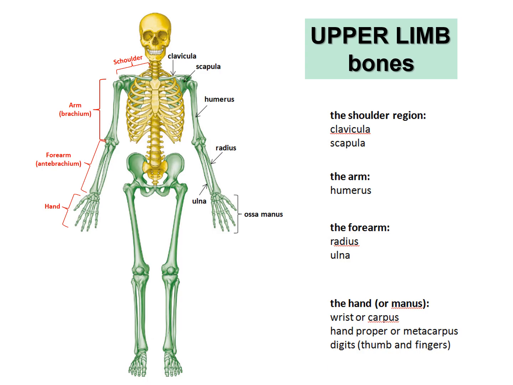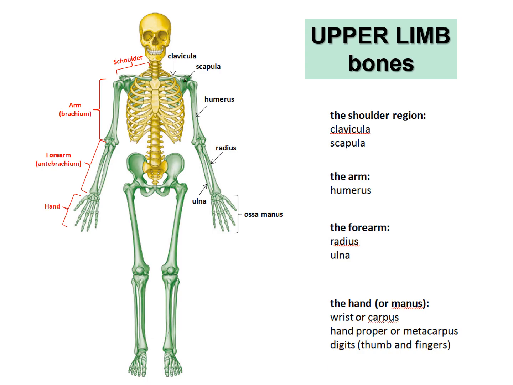The arm is the part of the upper limb between the shoulder and elbow or cubitus. The bone of the arm is the humerus, which articulates with the scapula at the shoulder joint and the upper ends of the radius and ulna at the elbow joint.